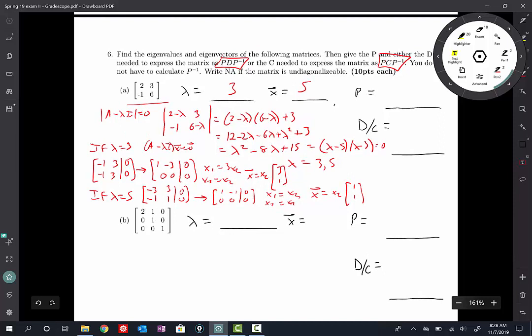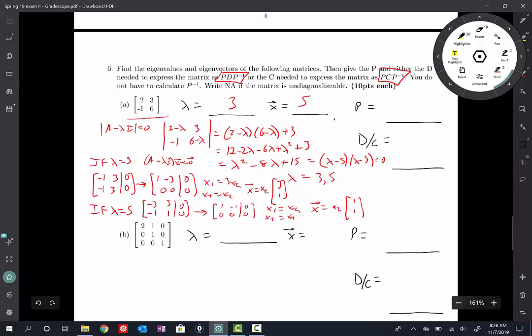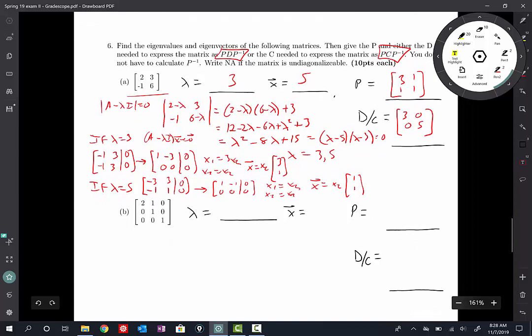So now I have to form the matrix P and the matrix D or C, depending. My matrix P is going to have columns that are the eigenvectors. So when lambda equals 3, my eigenvector was 3, 1. When lambda equals 5, my eigenvector is 1, 1. And in this case, because my eigenvalues are real numbers, not complex, I'll form a matrix D whose diagonal entries are the eigenvalues, once again being careful of my order. Now I go to the next problem.